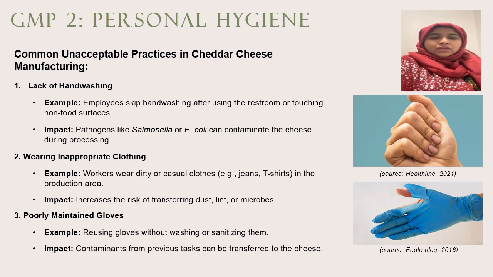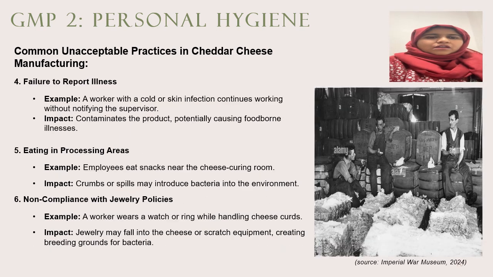Poorly maintained gloves, like reusing gloves without washing or sanitizing, because of which contaminants from previous tasks can transfer to the cheese. A failure to report illness. A worker with a cold or skin infection continues working without notifying the supervisor, which can contaminate the product, potentially causing foodborne illness. And eating in the processing area, for example, employees eat snacks near the cheese curing room, which will cause crumbs or spills that may introduce bacteria into the environment.